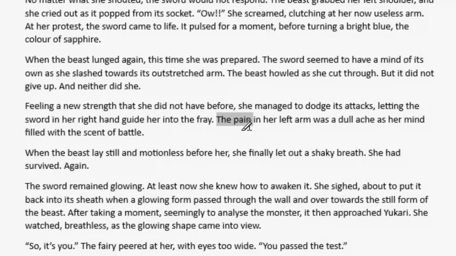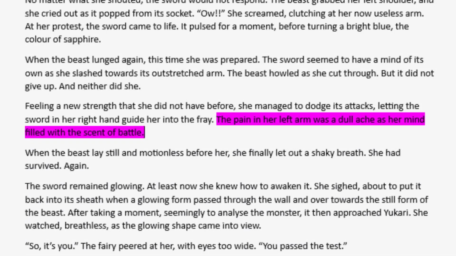In this part, "the pain in her left arm was a dull ache as her mind filled with the scent of battle." I used scent of battle as a kind of way to show her senses as well. Even though it's not necessarily an actual smell in the scene, it does help the readers to put themselves in that situation.